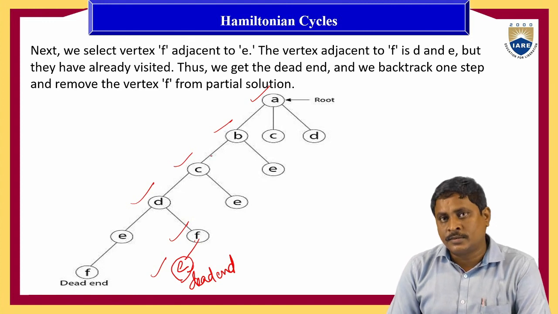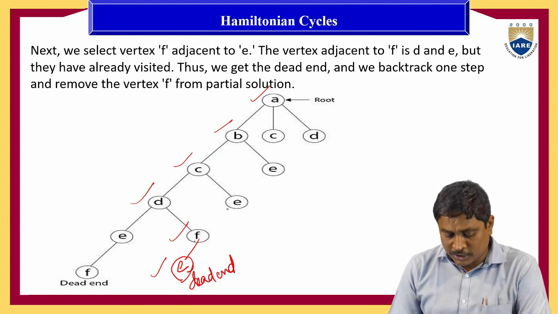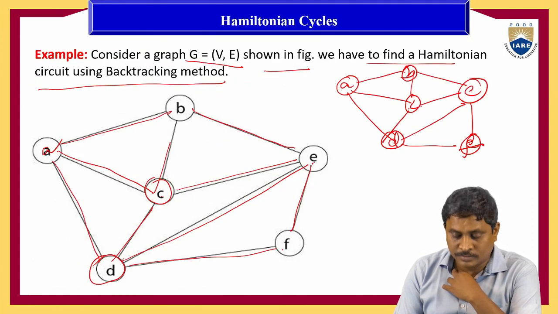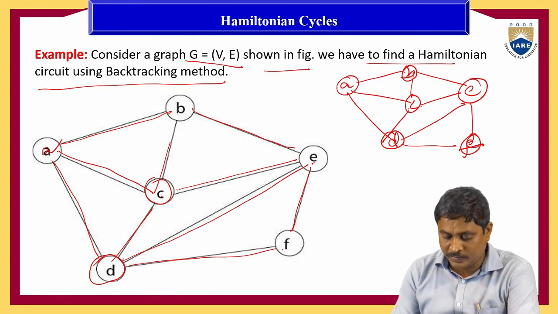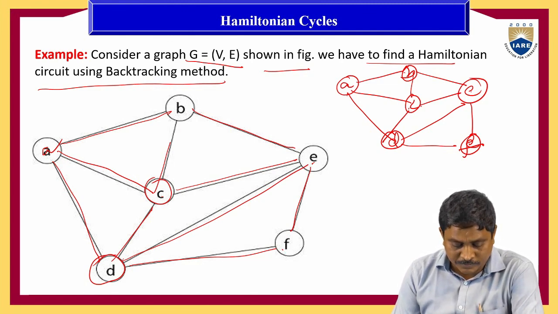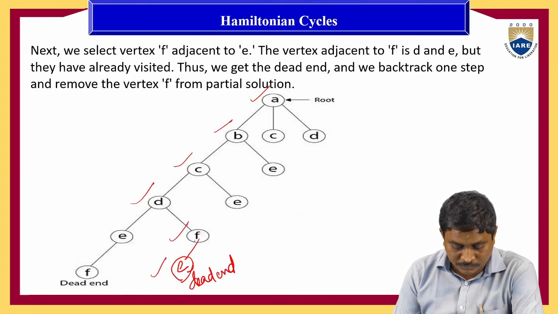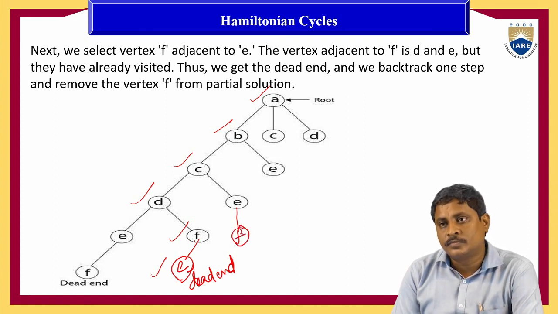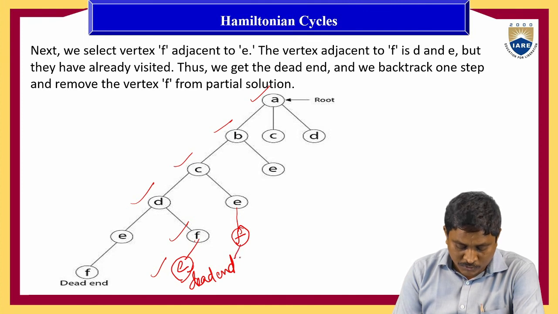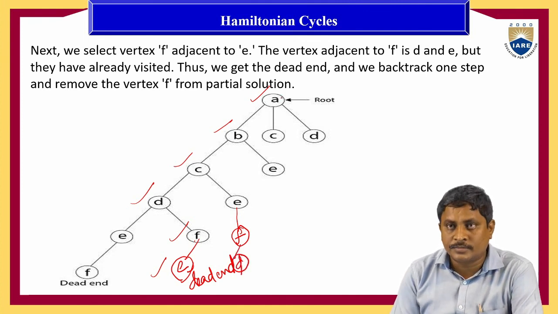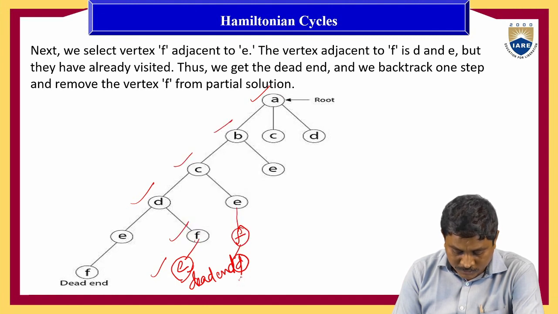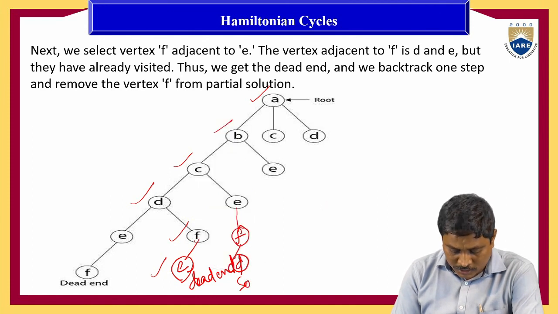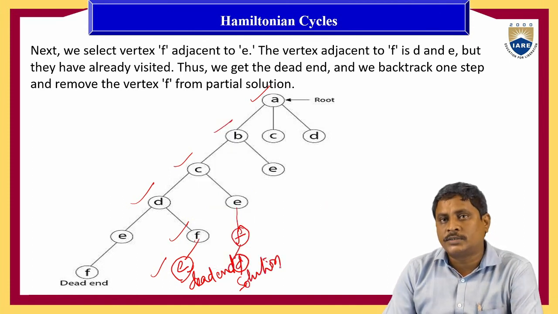So again come back to C. C to E. Now here we observe that C to E, E is adjacent to F and B. B is already in that path. So F. E to F. F is adjacent to D. D is adjacent to A. So it forms a solution path, and here a Hamiltonian cycle is constructed.